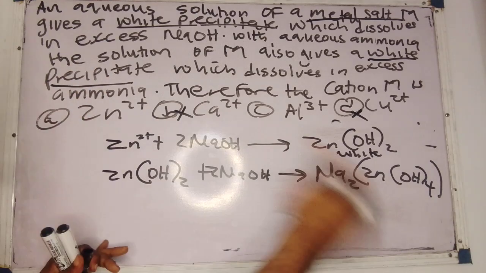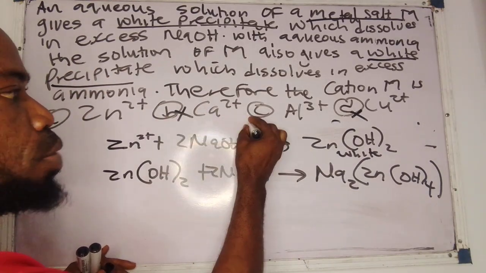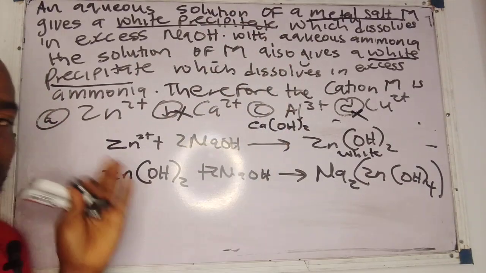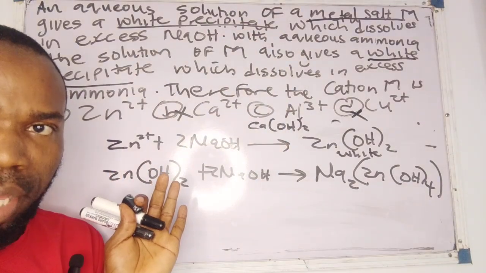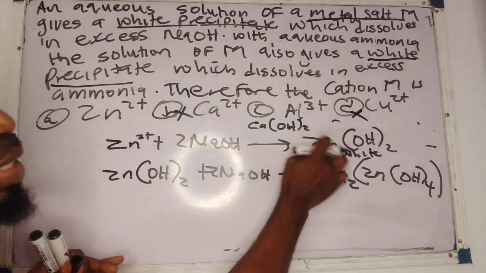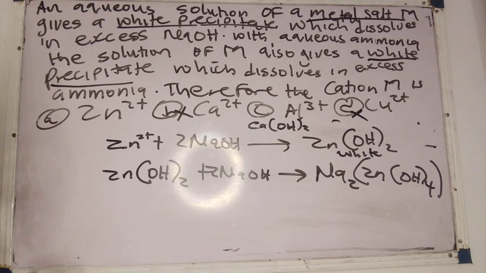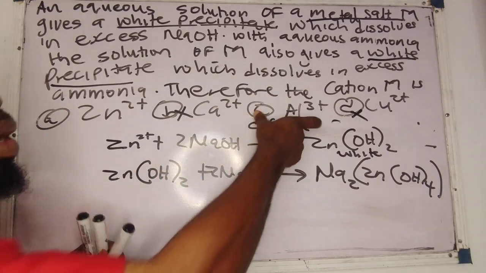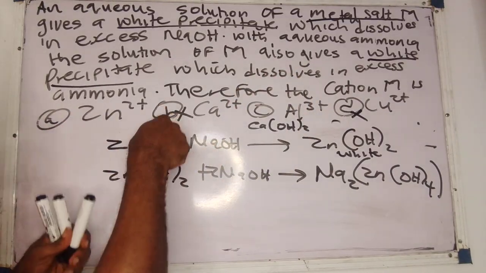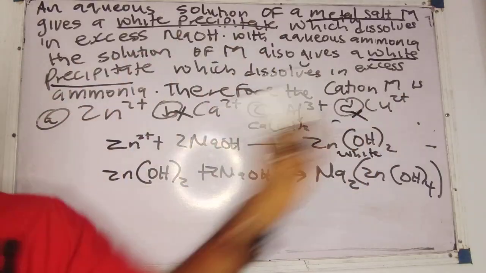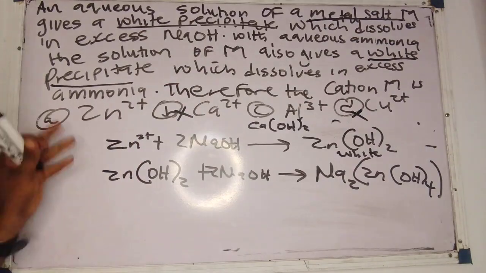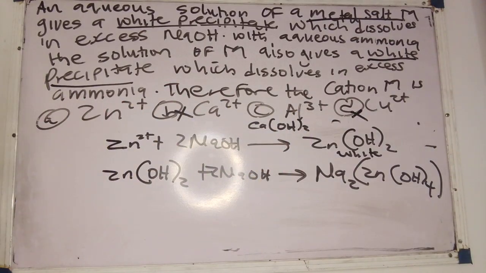And that white precipitate formed is calcium hydroxide. This calcium hydroxide does not dissolve in excess of the base. So if I replace zinc with calcium, it forms calcium hydroxide, which is white, just like zinc hydroxide. The problem is that this white precipitate does not dissolve in excess of the base, unlike zinc hydroxide, which dissolves. So calcium cannot be the answer. Copper gives a blue precipitate, so it cannot be the answer. So the answer is between zinc and aluminium, because both of them form a white precipitate that dissolves in excess.